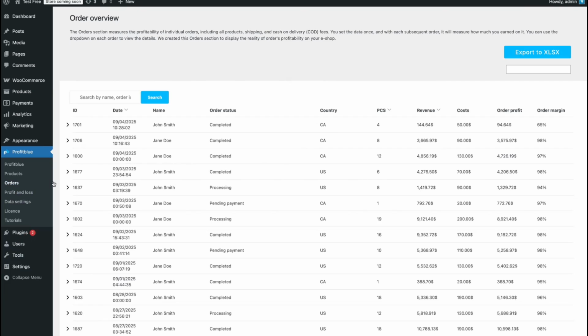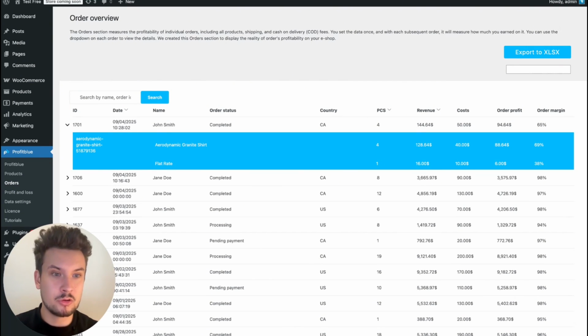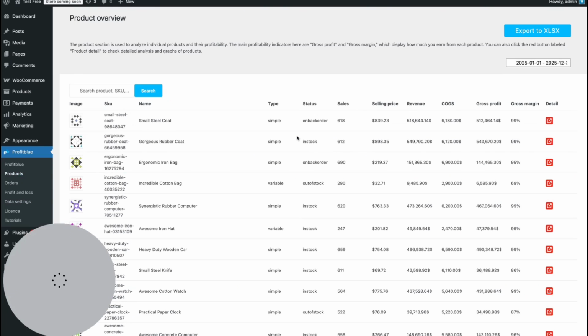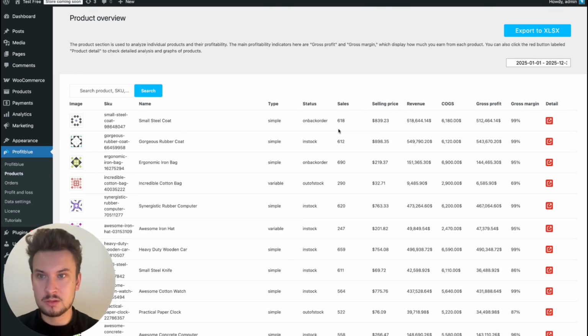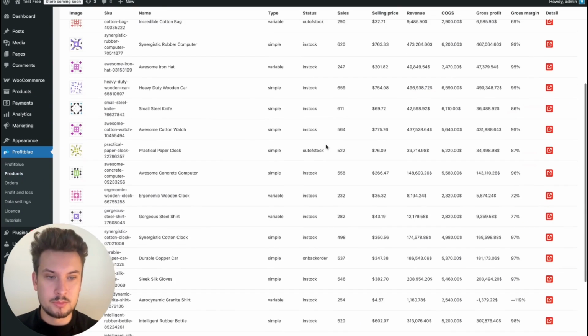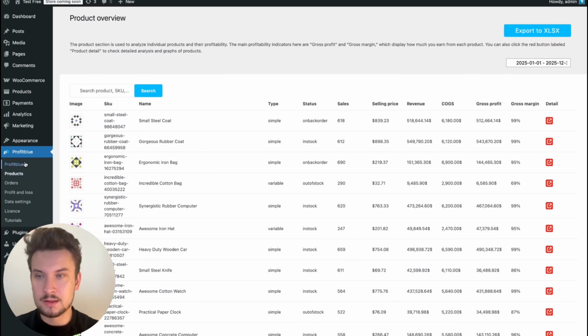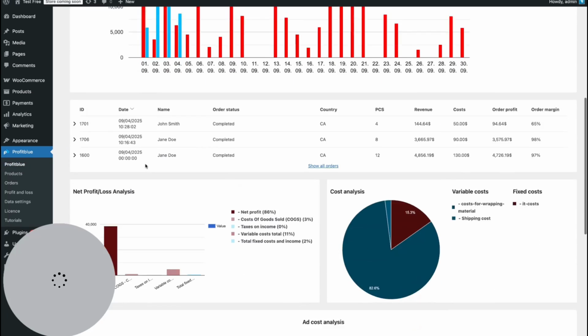You can also track the profitability of every order, which is very important if you want to see which orders are making the most money and which products you, for example, don't want to push harder. Here we go. There are products. You get the profitability of every single product. Very important tab too. And then here we go, something called overview.